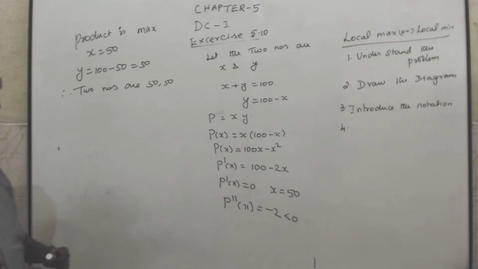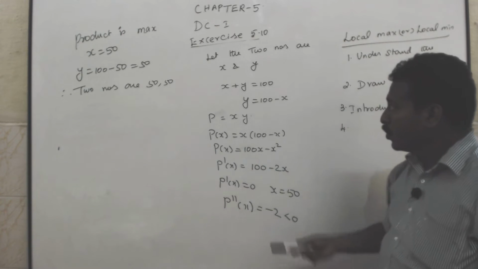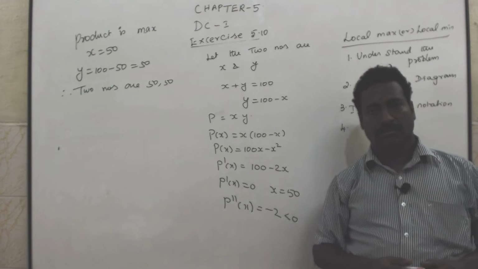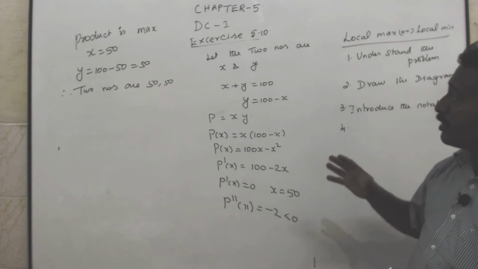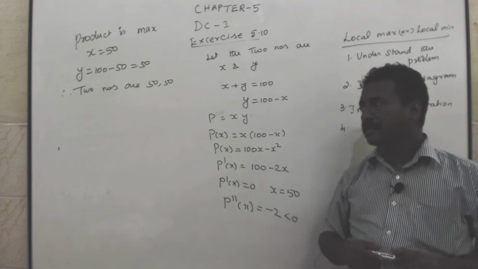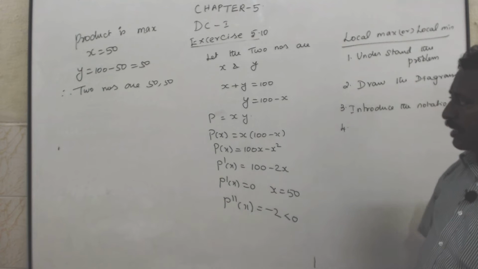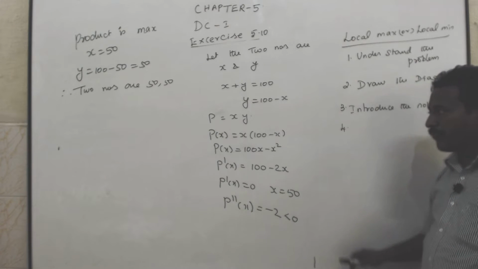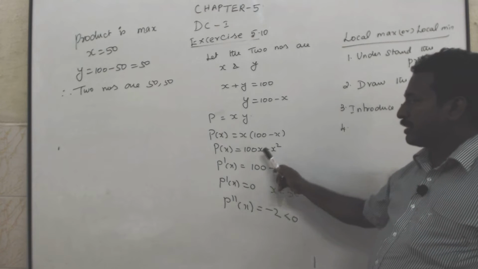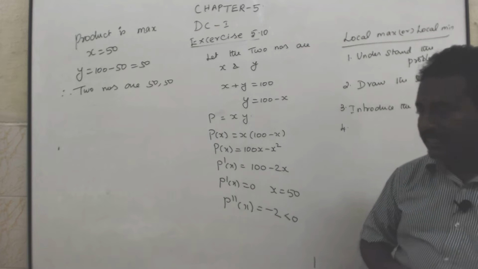Let the two numbers, we don't know, be x and y, whose sum is 100. So x plus y equals 100, which means y is 100 minus x. P means product equal to x into y. P of x equal to x into 100 minus x, multiply and get the equation. After that, it is very easy.